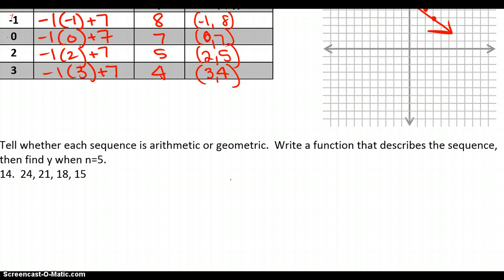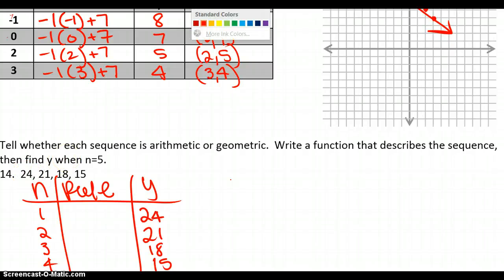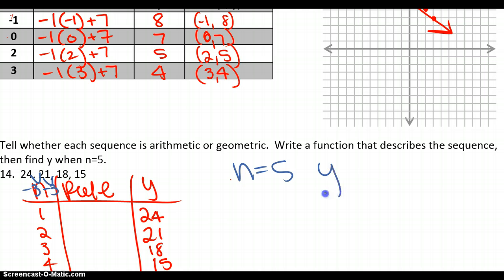And last problem, number 14. This is super, super, super tricky, but we're going to work through it. Your n values are the same, 1, 2, 3, and 4. Your y values are 24, 21, 18, and 15. And you need to find a rule. You also need to find the 5th position in this sequence. And you notice that each one is going down by 3. They're subtracting 3. So when n equals 5, y is equal to 15 minus 3, which is 12.